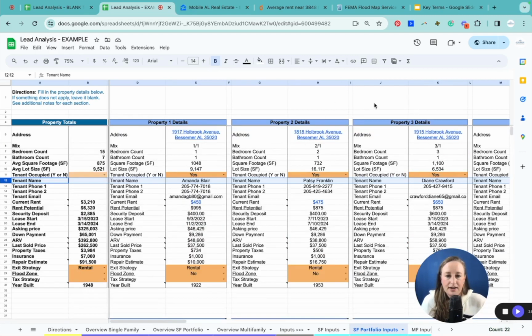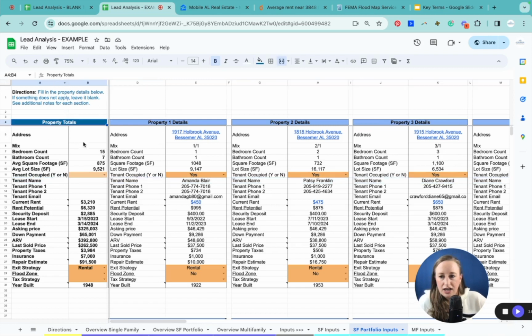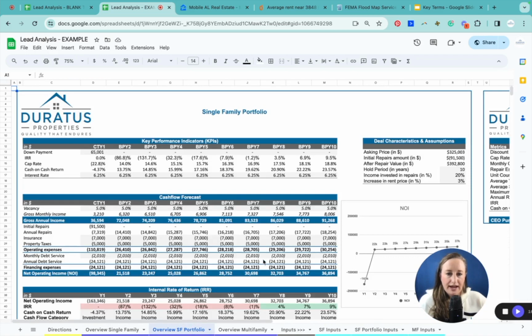Okay, so once you've filled in all of your basic information in this area, and one other note is, here on the right side for each property, you're putting in the details, and then over here on the left side, it's aggregating all the data for you. So it's either adding it up as a sum or averaging it so that you can take a look at the deal as a whole, now over here on your overview page.